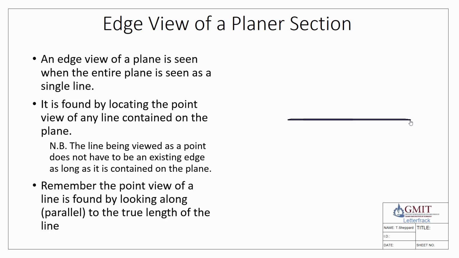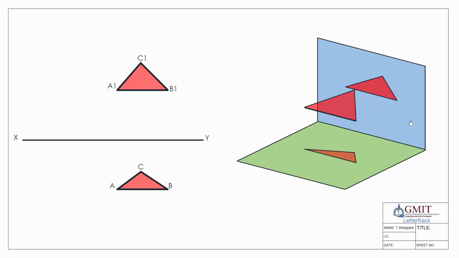So what we're going to do is just take a couple of different scenarios. These are the same examples that we took when we were finding the point view of a line, just that we're adding an extra point and making a plane out of it. Our first example is a planar section. It's called a planar section because it's a small portion of an existing larger plane. So we have A, B and C, 3 points on our plane, and A1, B1 and C1 are the same points in elevation. Here we have our 2D view, and over here we have our 3D view.